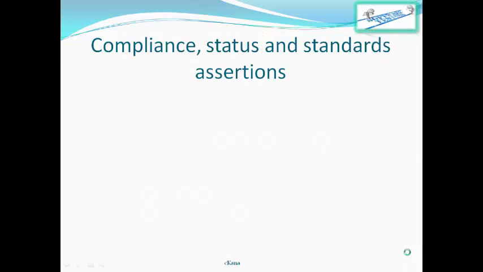Compliance, status, and standards assertions. Now there is a list of these assertions, and we'll just discuss what they all do. First of all is the HTTP download all resources assertion. This assertion downloads all resources referred to by an HTML document, be it images, scripts, etc., and validates that they are all available. This is applicable to any property containing HTML.